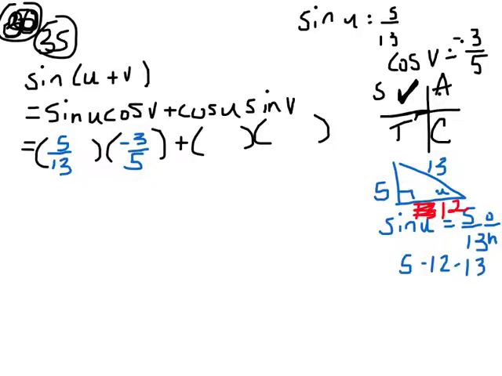Why did I need that? Because now if I want to know the cosine of u, the cosine of u is going to be the adjacent side over the hypotenuse, so that's going to make cosine u 12 over 13. So I can go fill that in. That's 12 over 13. You can see that in red work. I put it up in red when I plugged it in.